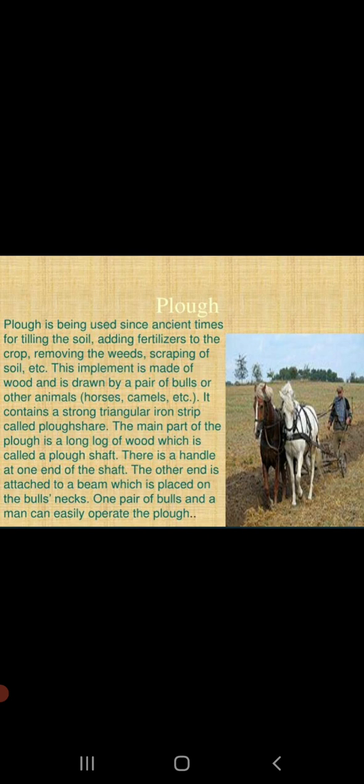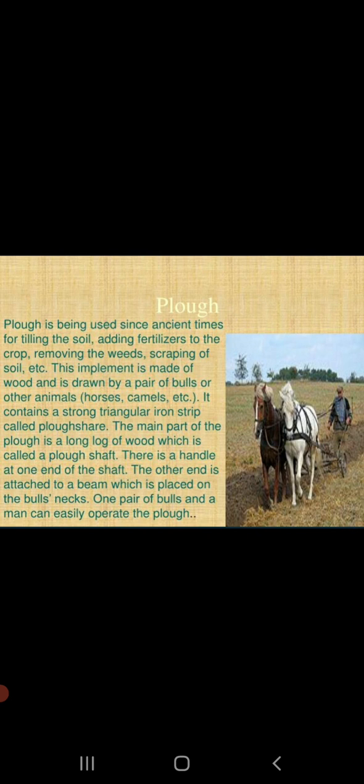Now, what is the use of plough? It is used for tilling the soil. Tilling is basically loosening of the soil. It is also used for adding fertilizer to the field and removing the unwanted plants that are called as weeds. So, that's the use of plough, which plays a very important role in crop production.